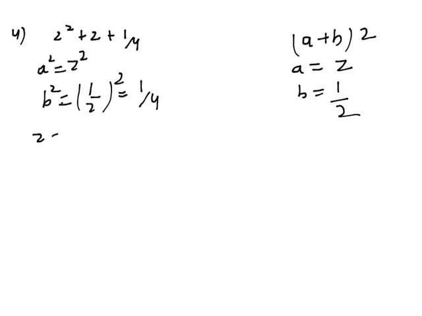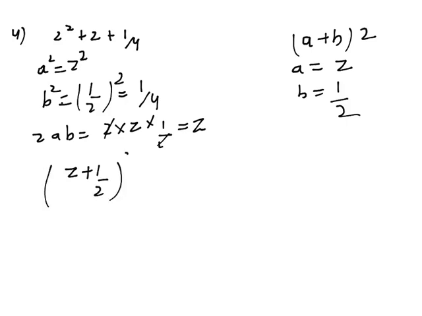And 2ab, next we have 2 times z times 1 by 2. It will give us z only. So we got all the required terms in the given expression. So we can replace it with (a plus b) whole square, that is (z plus 1 by 2) whole square, which is the required factorization. Next question we have 125x square minus 45y square.